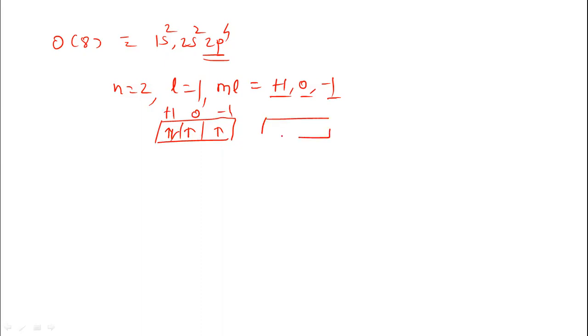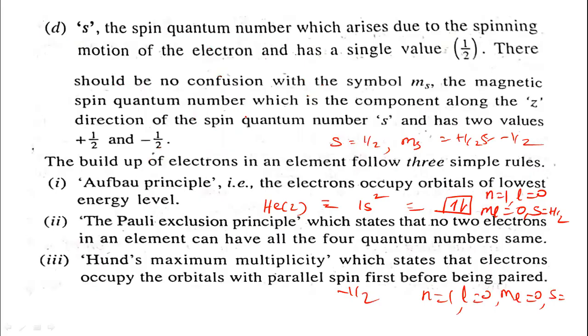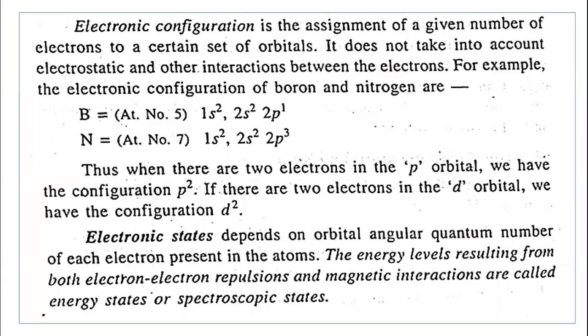We cannot represent the electrons like this. This is wrong. This is correct. Each orbital should be occupied by an unpaired electron, and then the pairing will take place. That is Hund's rule of maximum multiplicity: parallel spin first before pairing takes place. So we should be aware of these four quantum numbers. Which are the four quantum numbers? Principal quantum number, azimuthal quantum number, then magnetic quantum number, and spin quantum number.